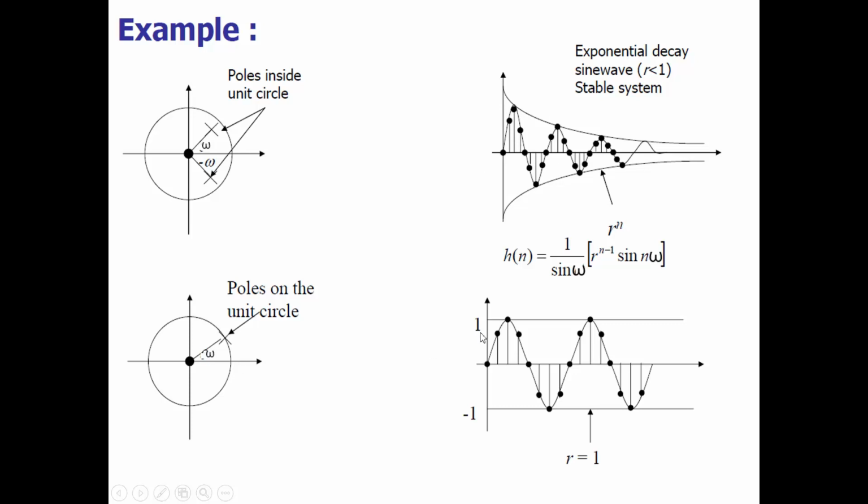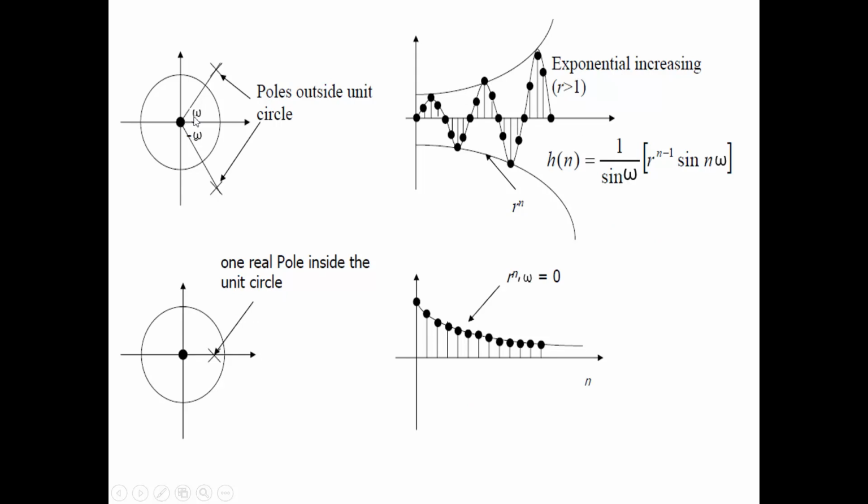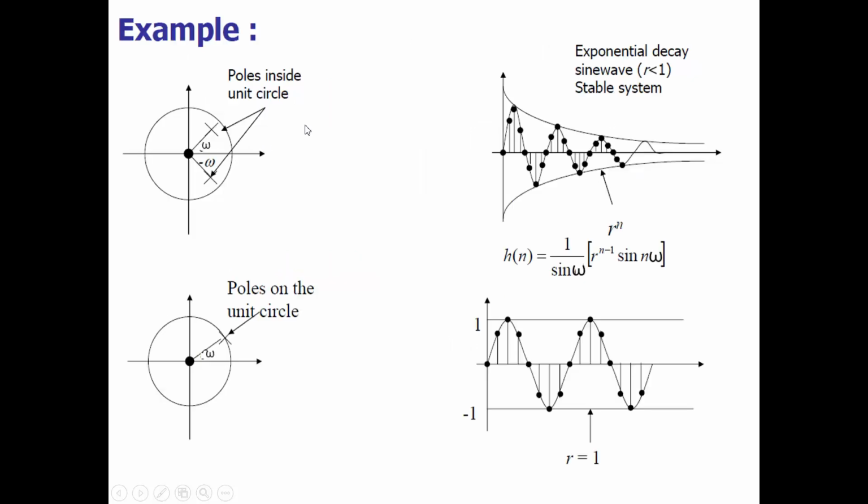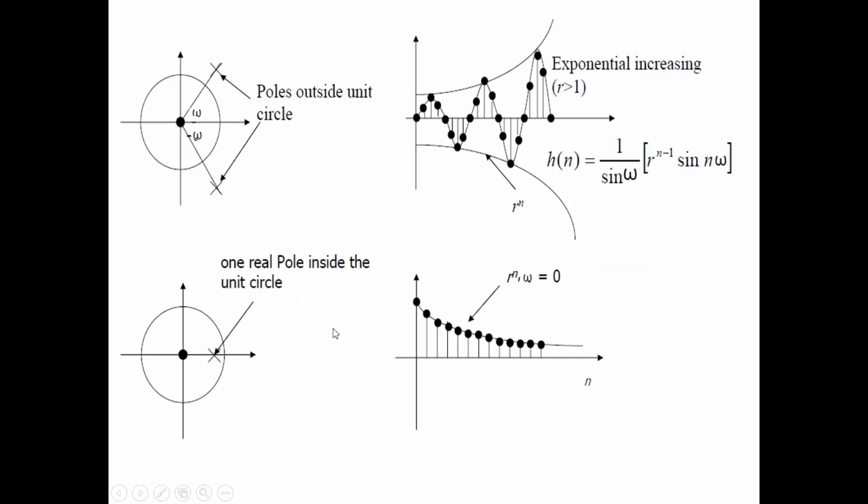But if R is greater than 1, that means the poles are outside the unit circle. In that case, the system will not converge, rather it will diverge, exponentially increasing when R is greater than 1, with poles outside the unit circle. So here, with poles on the unit circle, you will get a sinusoidal waveform, right? But one real pole inside the unit circle means you will get a monotonic response, and that monotonic response is of a kind of low pass filter here.